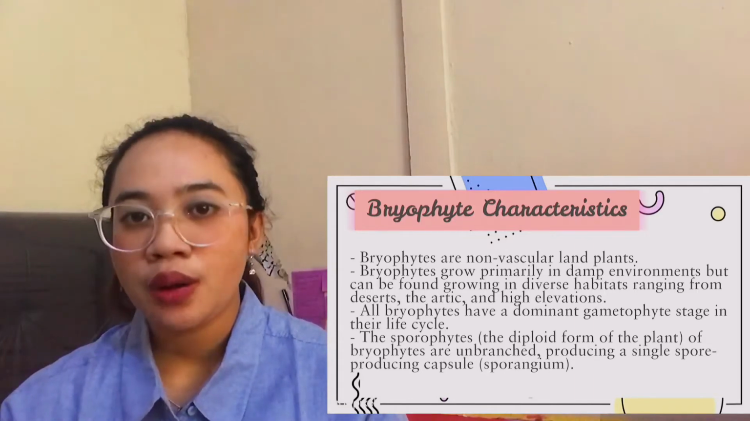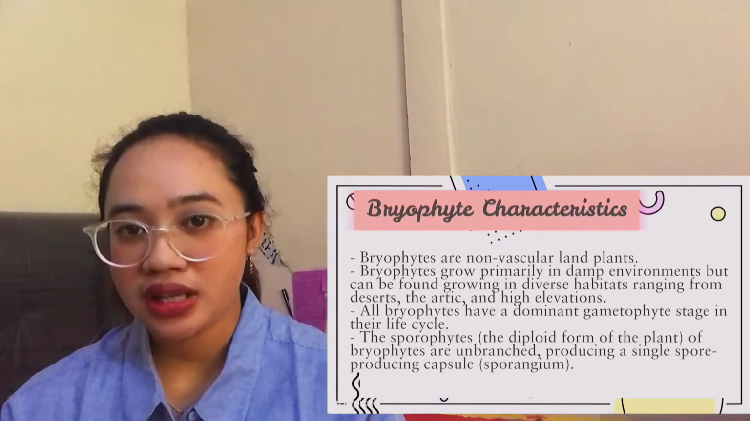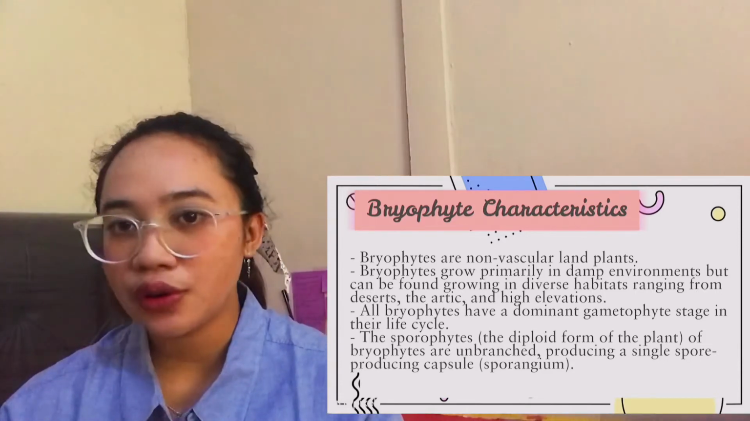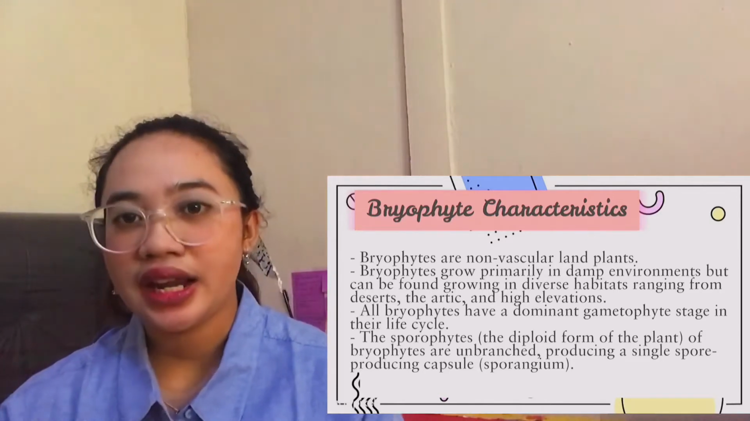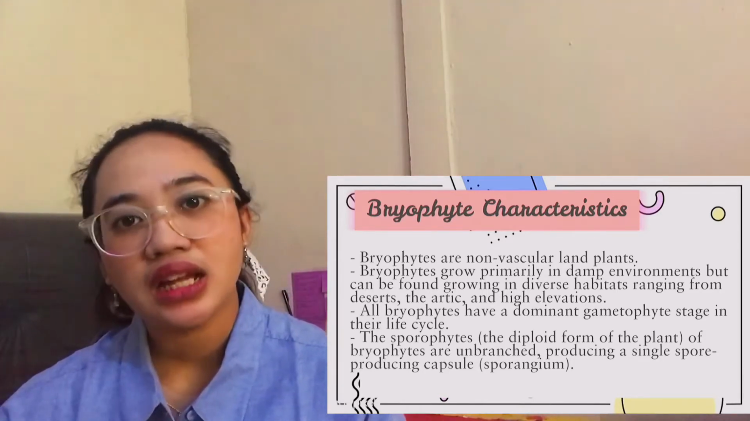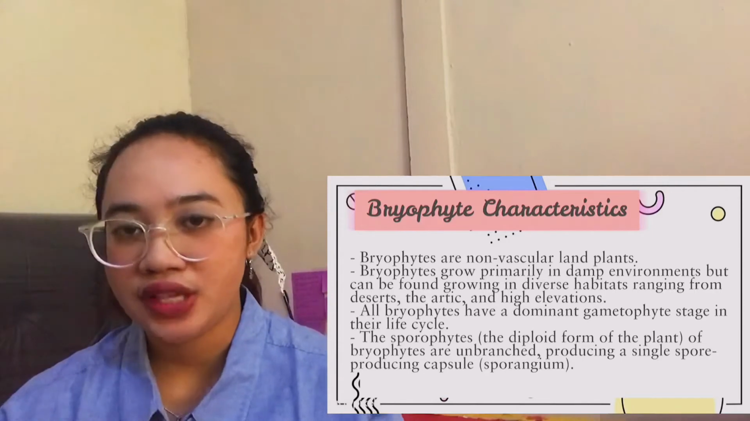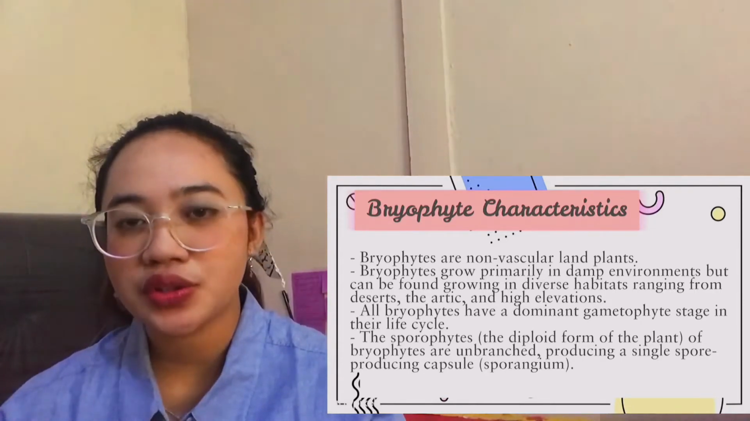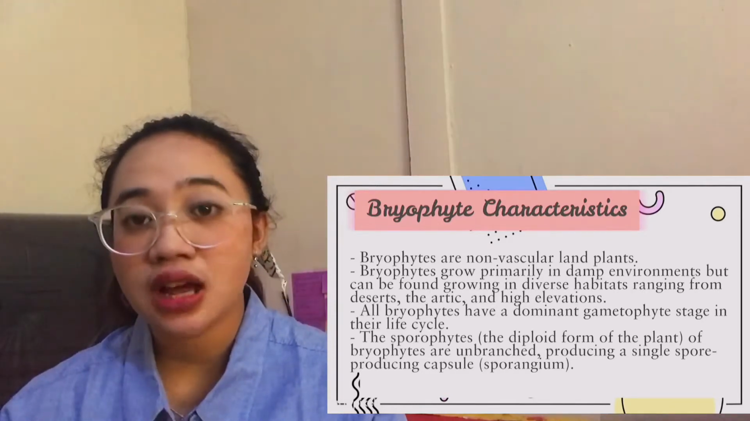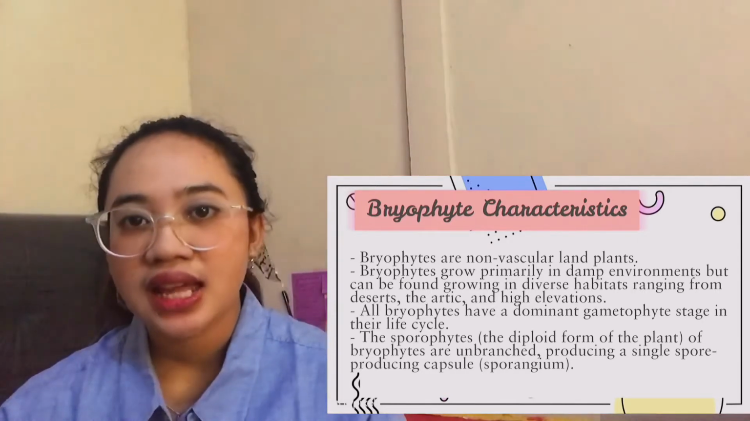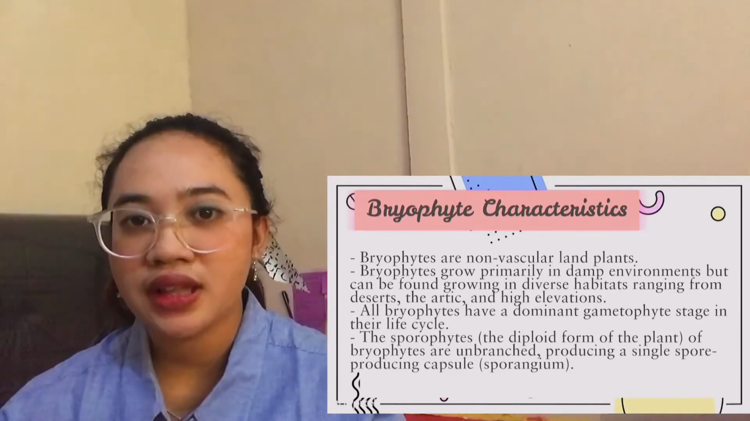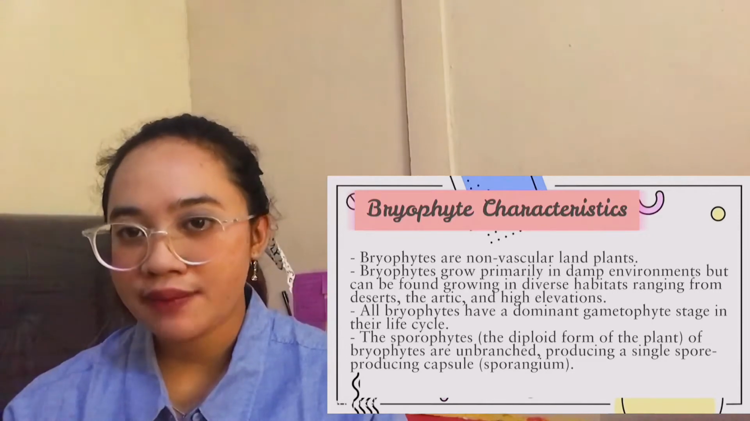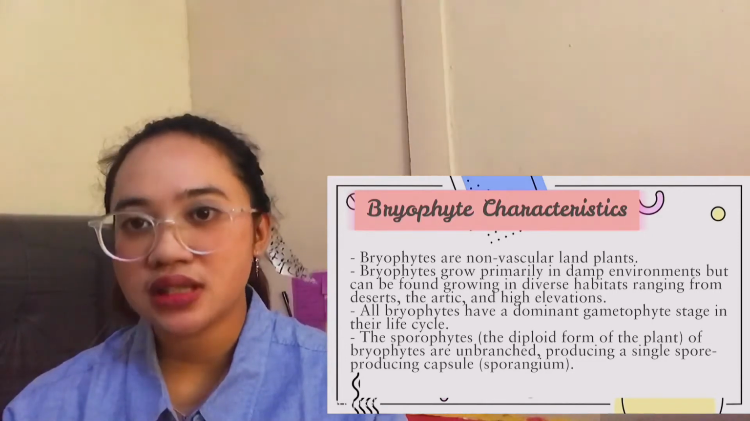Number 2. Bryophytes grow primarily in damp environments, but can be found growing in diverse habitats ranging from deserts, the Arctic, and high elevations. Since bryophytes do not depend on root structures for nutrient uptake like vascular plants, they are able to survive in environments that vascular plants cannot, for example, on the surface of rocks.